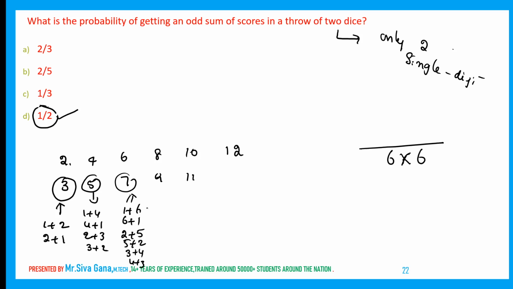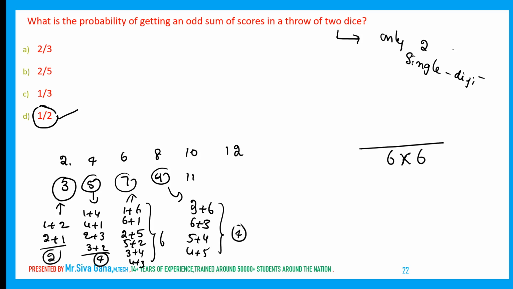These are how many cases? 6 cases. Sum 5 gives 4 cases, and sum 3 gives 2 cases. Sum 9 possibilities: 3 6, 6 3. Any other for 9? 5 4, 4 5. Total how many cases? 4 cases.